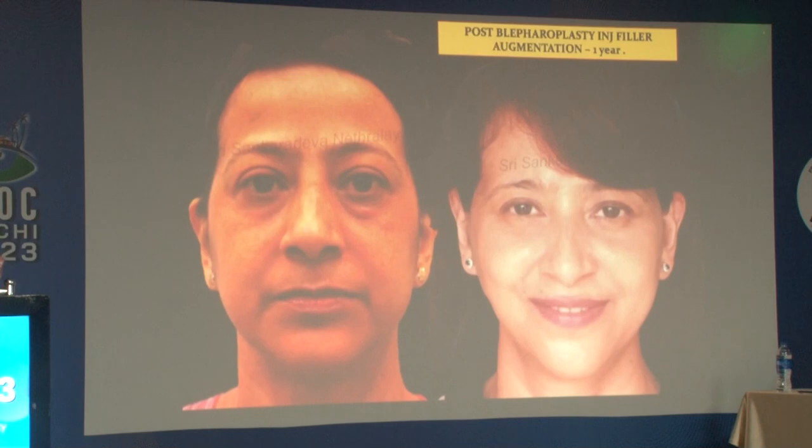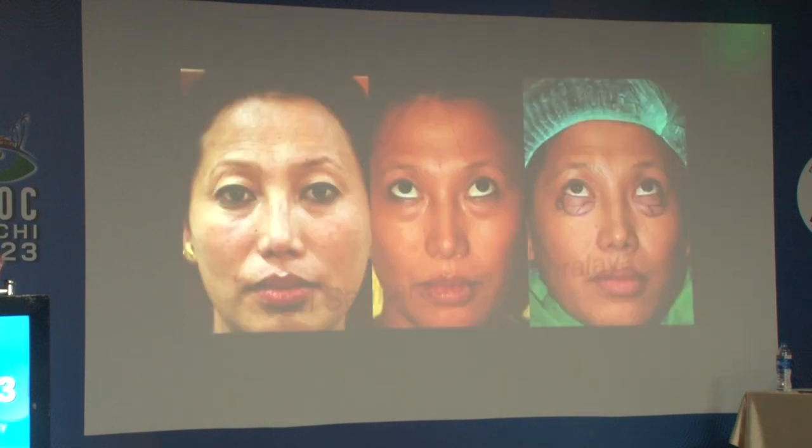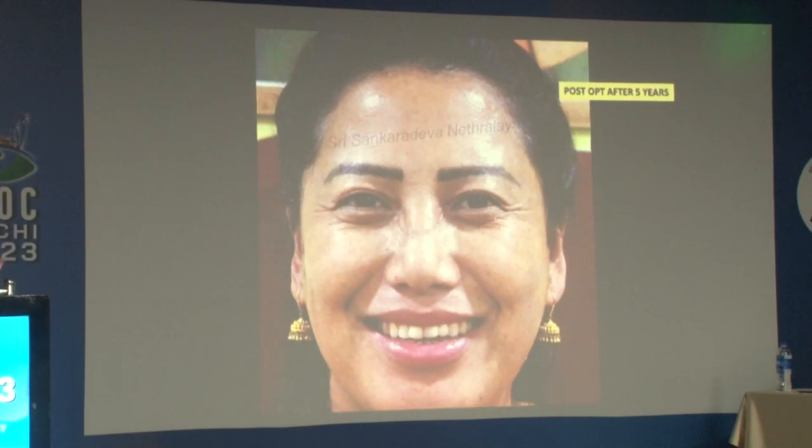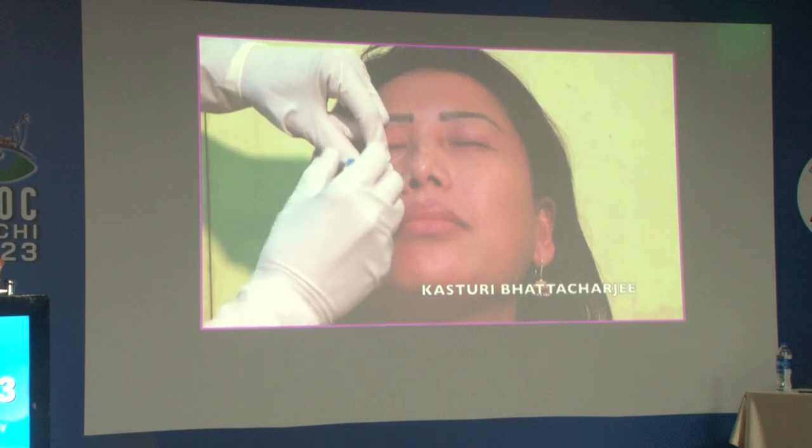So I'm just going faster. This is before and after the surgical procedure. And these are some of the patients who had gone for early blepharoplasty. They're very happy in the initial 5 years. But after 5 years, look at the skin. It looks so wrinkled up. You can see so much of the prominence of the tear trap.